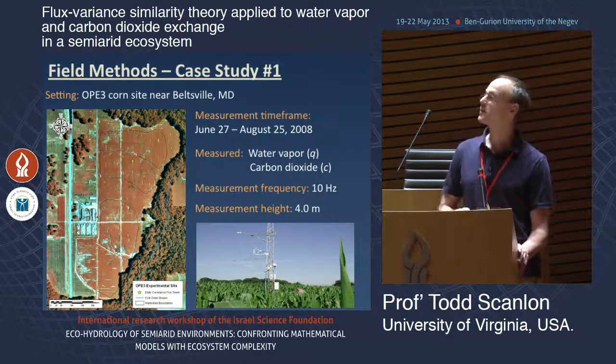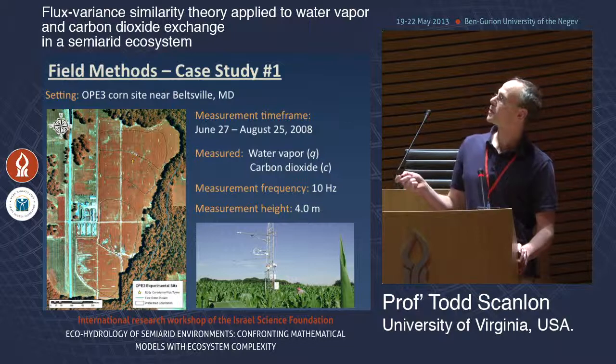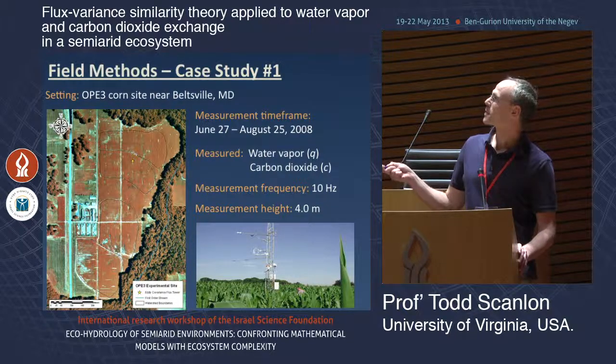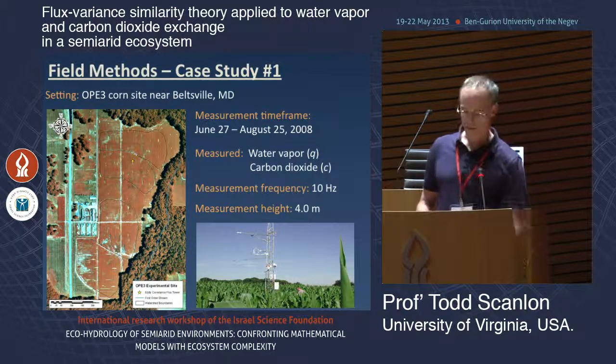So we do that here for the case study. This is a cornfield near Beltsville, Maryland. It's operated by the U.S. Department of Agriculture, where a flux tower is set up that's measuring water vapor and CO2.